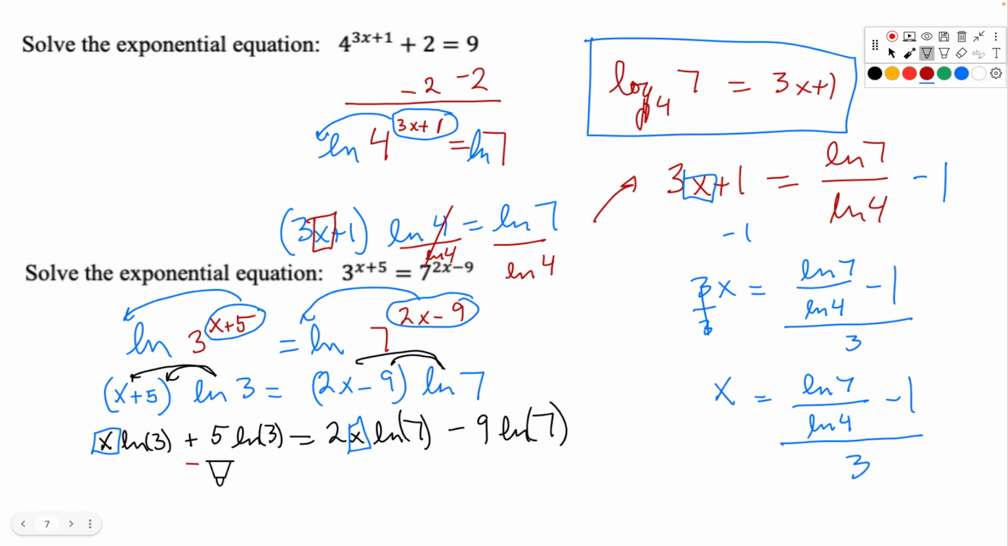So I'll move this one over, because that doesn't have an x, and I'll move the one with the x to the other side. Could have gone the other way, but it might have been smoother. So that'll cancel here. Minus 5 natural log of 3. This is minus 2x natural log of 7.